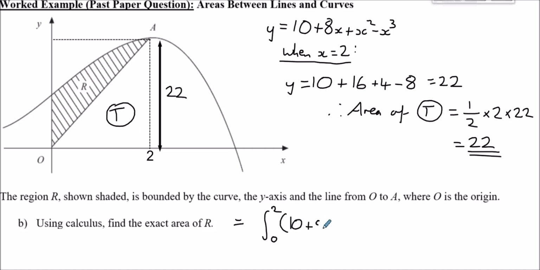But of course, if we find the whole area underneath the curve, we're going to find too much area, because we don't want this triangle. We just want the shaded bit, not the triangle underneath. So after we integrate the function from 0 to 2, we then need to subtract the area of a triangle, which of course we've worked out, so we've done that bit of work.